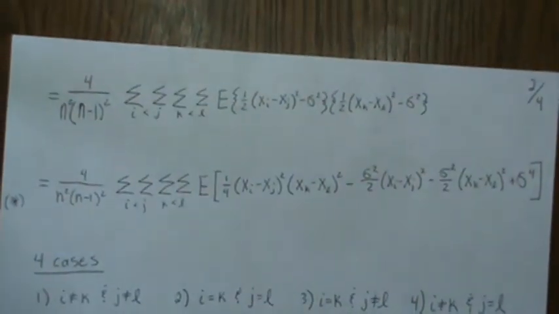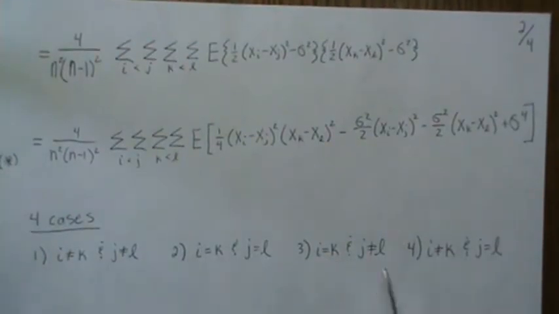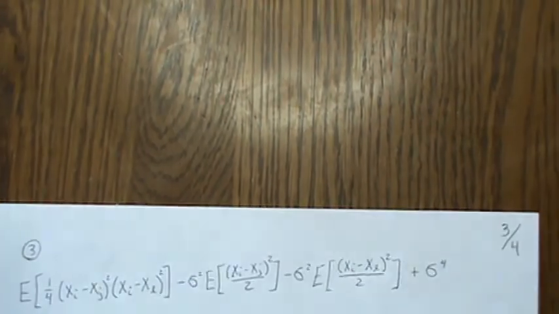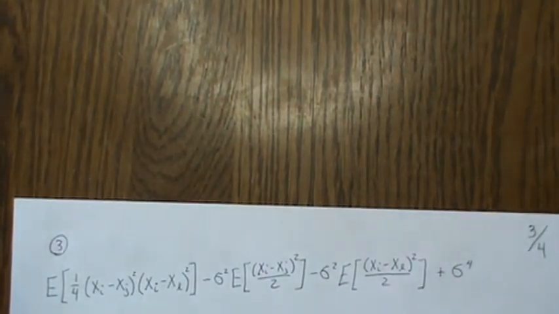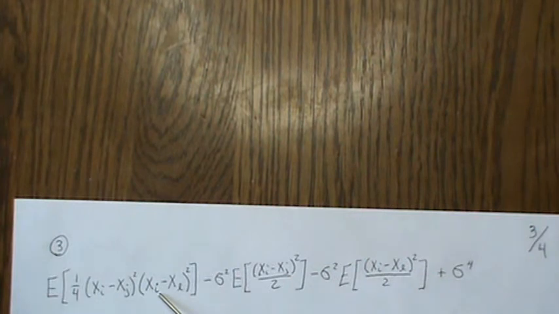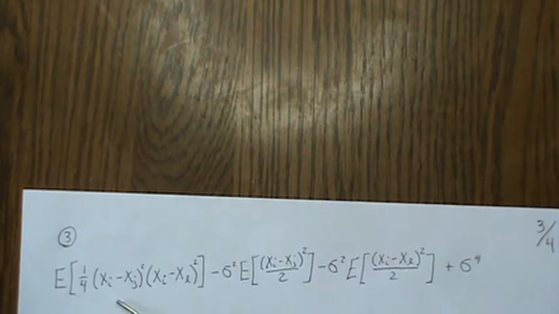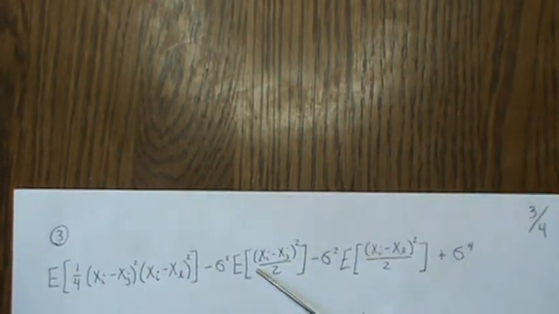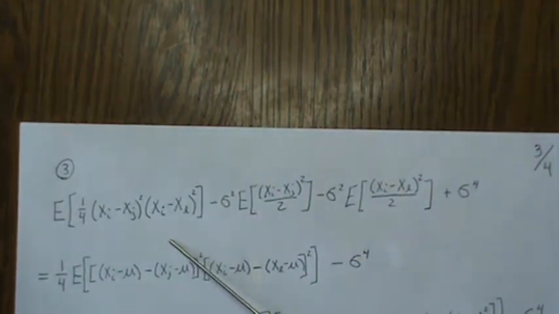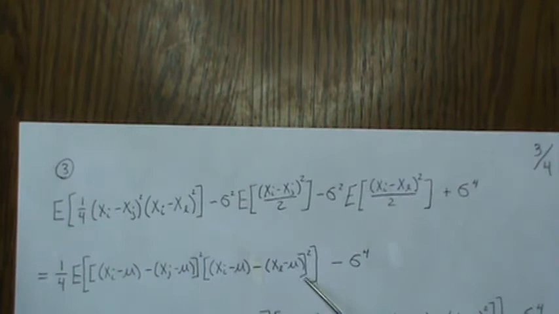Okay, so now let's go to situation 3, where I and K are equal, but J and L are not. And then we get this. And notice that I put an I in there for the K. And I did the same thing here. So now with this piece here, this will be sigma the fourth, which cancels with that. And here we're just left with a minus sigma the fourth, which is this. Then what we're going to do is add and subtract mu in here and add and subtract mu in here, and that's what we get here.